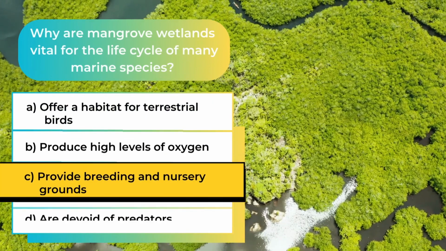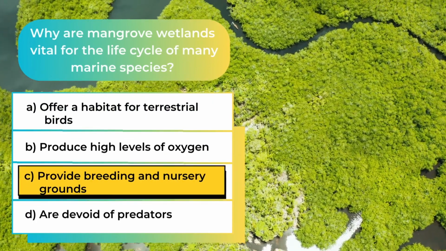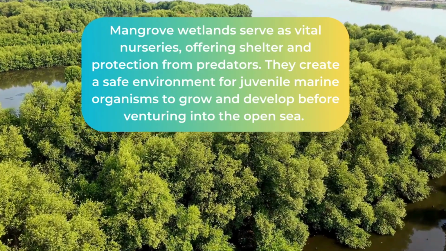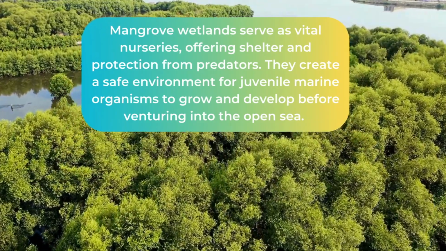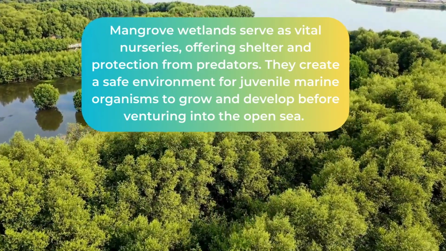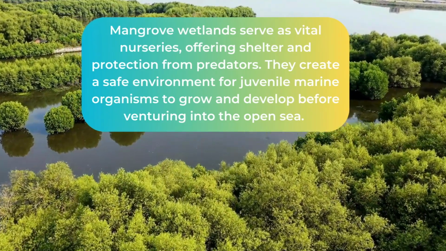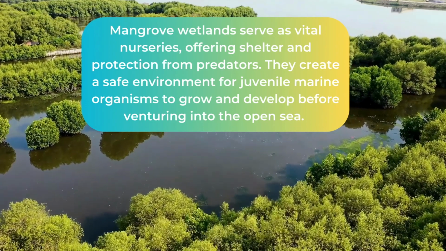The answer is C. Provide breeding and nursery grounds. Mangrove wetlands serve as vital nurseries, offering shelter and protection from predators. They create a safe environment for juvenile marine organisms to grow and develop before venturing into the open sea.